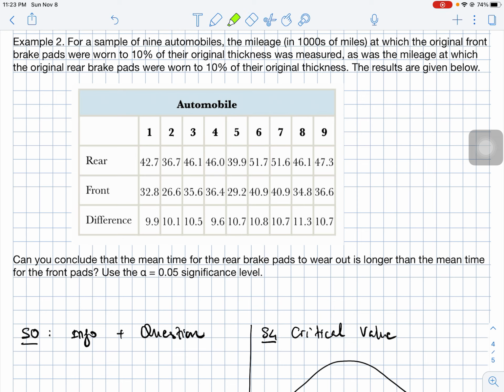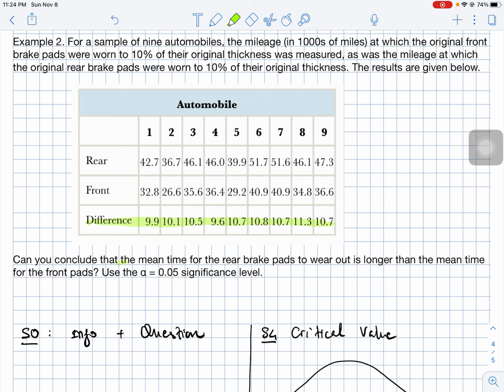You notice that in the homework, we will never have this line. The problem already calculates the difference for us. But let's assume that we don't have that line. So what should we do? Should we do the rear minus the front, or should we do the front minus the rear? We look at the question.